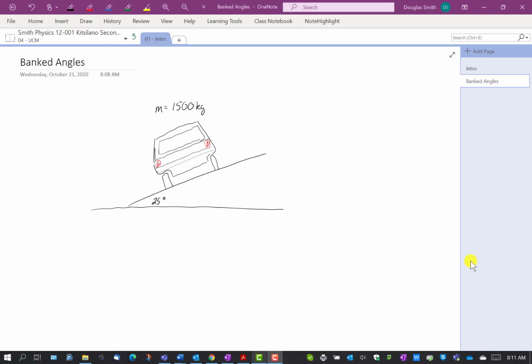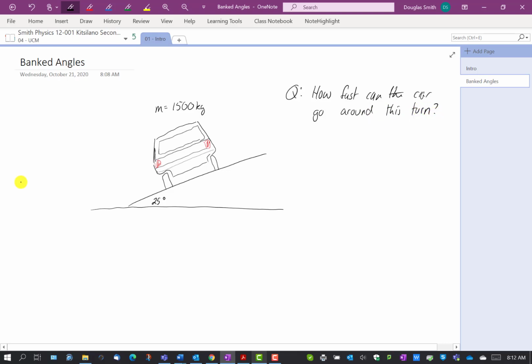Okay, so here I wanted to go over a question that involves banked corners or banked turns. So what we see here is a car driving away from you on a banked corner, and the question could be: how fast can the car go around this turn?